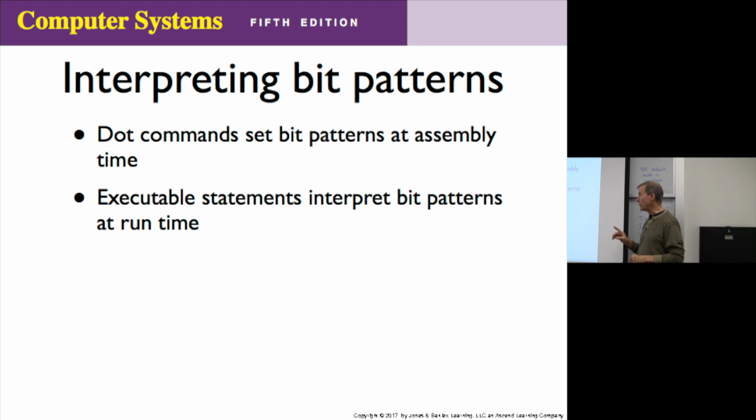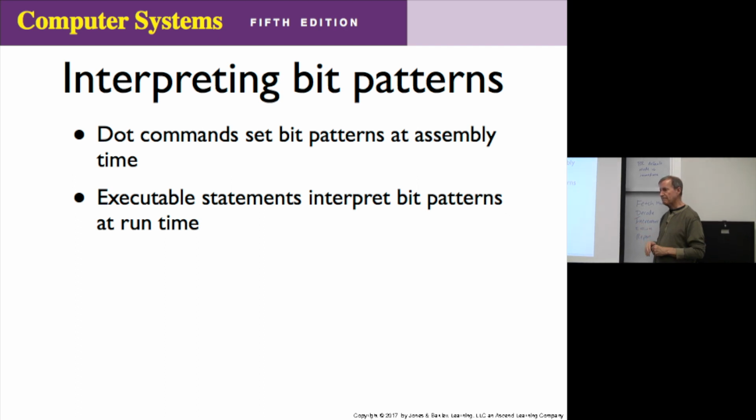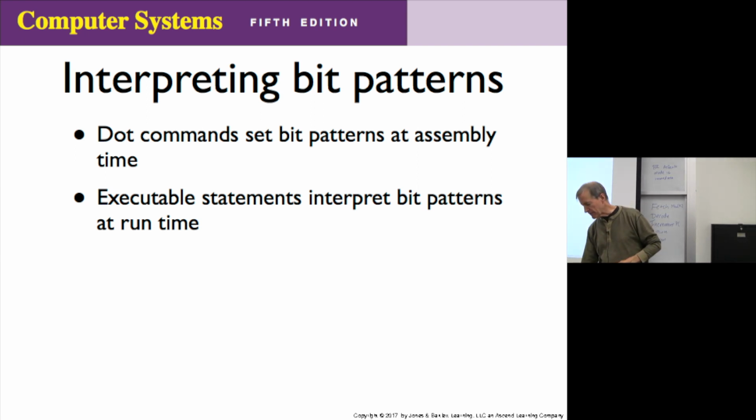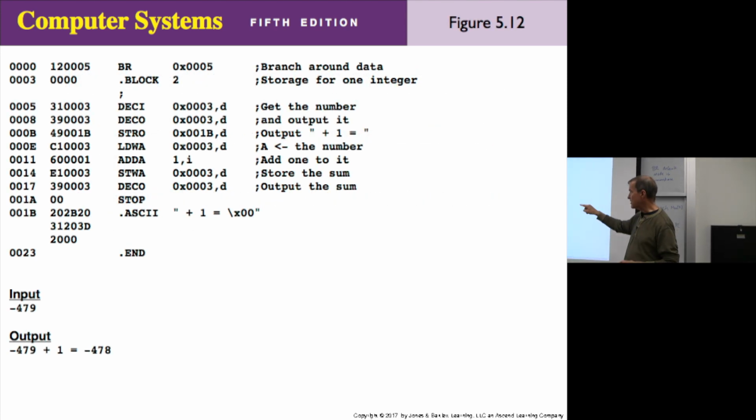So now here's an important point. Dot commands set bit patterns at assembly time. Okay, so what does that mean? Dot commands set bit patterns at assembly time. So you see, let's go back here. Do you see that .ASCII? What did that .ASCII do? It changed the characters to the 202 and so on, right? And what did that .BLOCK do? That generated those 0000, 2 bytes of zeros. Does everybody see?